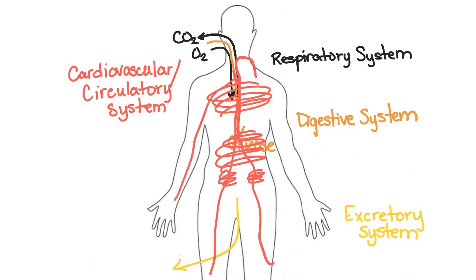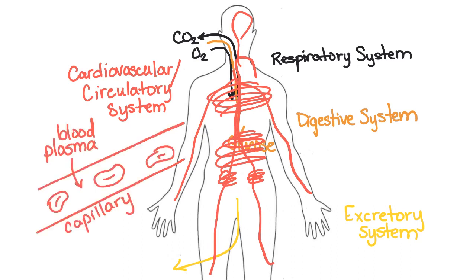So it's making sure that nutrients get everywhere from head to toe, so that nutrients are transported throughout the body in the blood, and then wastes are traveling in the blood out to the excretory system.